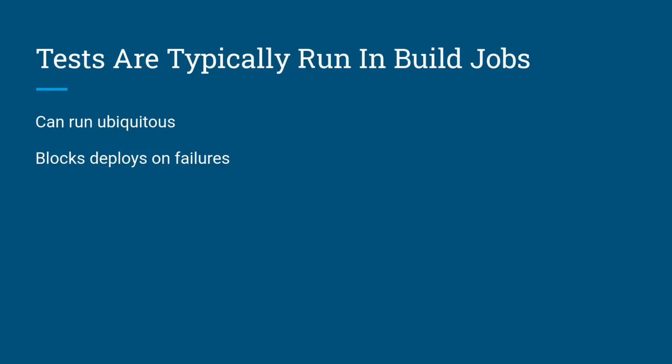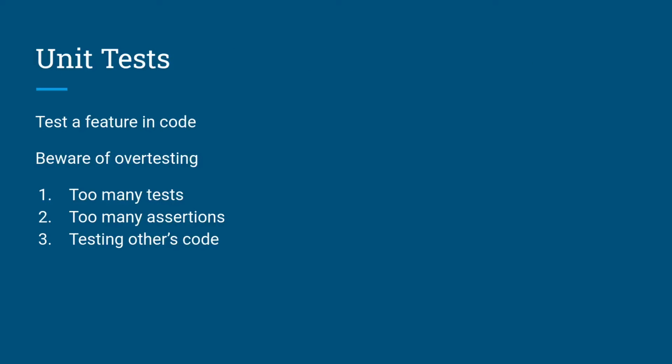And the benefit of having these tests in these build jobs is that if any test fails, the deployment to production will fail and explain which test is failing. This prevents us from putting bad code into production. Unit tests. These test actual code. They test the features in the code, the actual program we write.